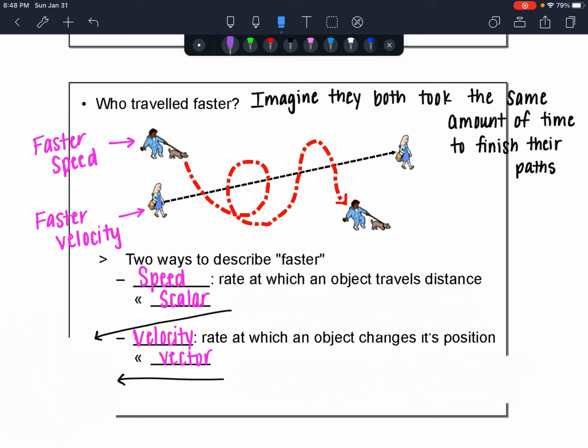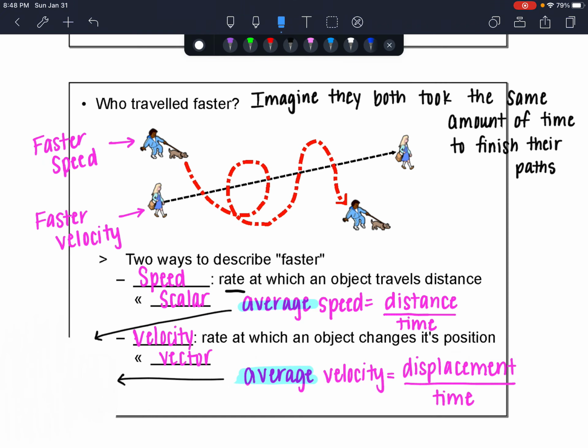So the way that we're going to differentiate between calculating speed and calculating velocity is very simple. The average speed of an object is going to be its distance traveled divided by its time. This is what makes it a rate. Whereas for velocity, my average velocity is going to be my total displacement divided by the total time. Dividing my displacement by time is what makes velocity a rate.